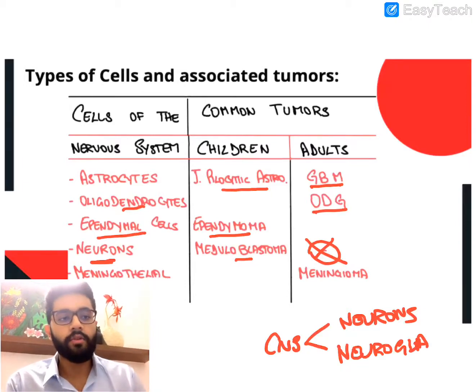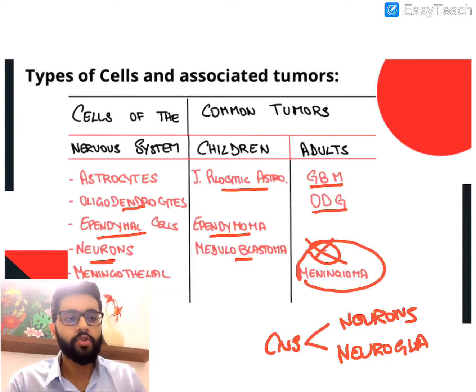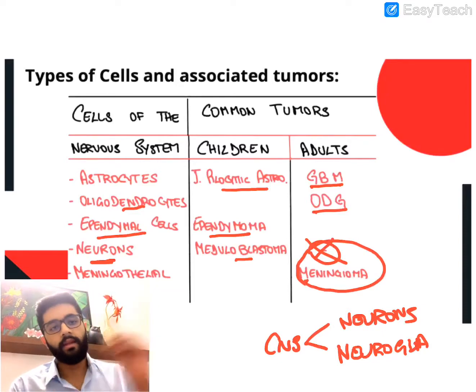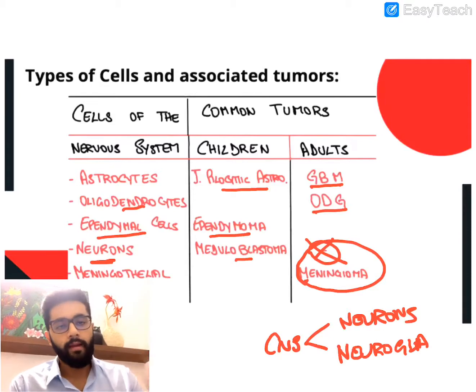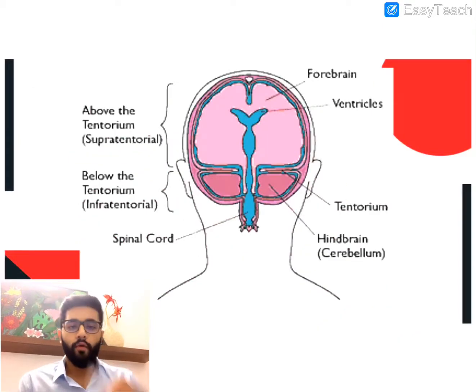Lastly, the meningothelial cells can give rise to meningiomas, which are again common in the adult age group. Now we will talk about each of these tumors in significant detail. Okay, so before we move on to discussing each tumor in detail, I want to put forward a very important and very high yield concept.